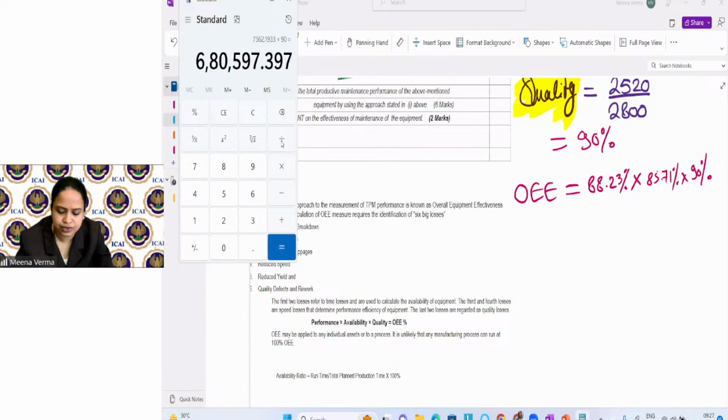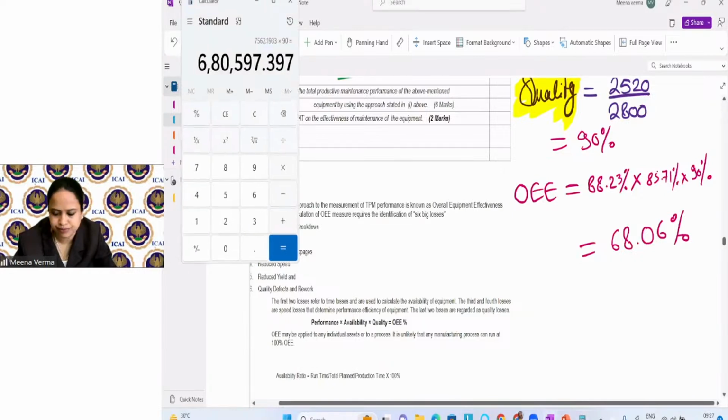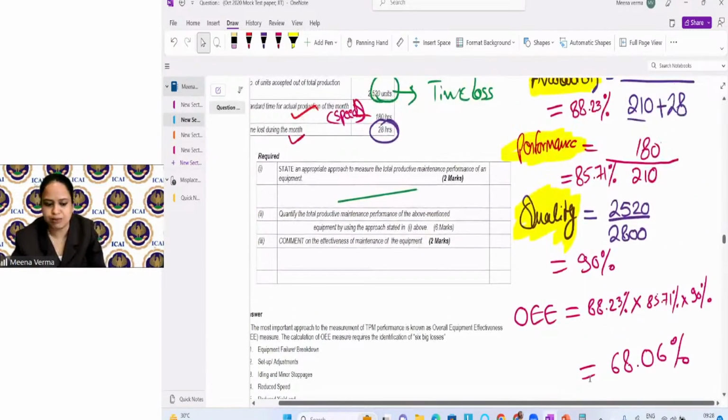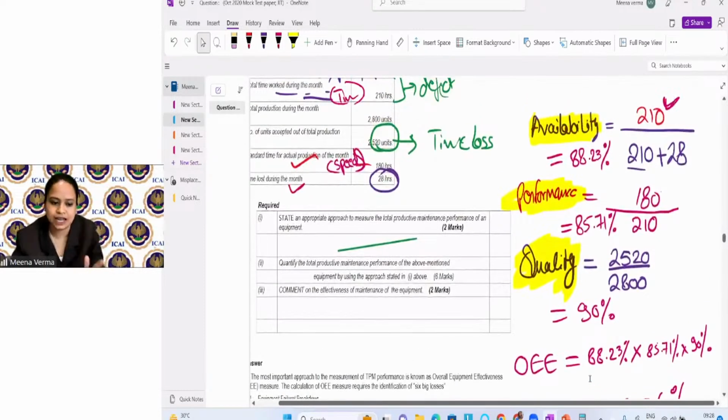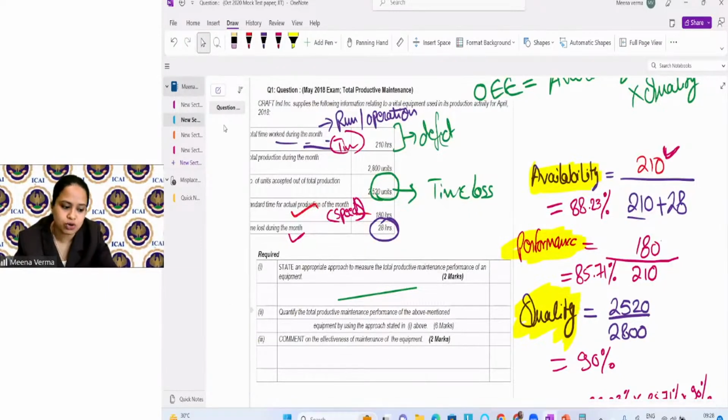Right? Divide it with what? 10,000. You will get 68 point. Efficiency will be coming as 68.06%. I've just rounded the values. So this will be the answer. Okay. So here overall equipment efficiency is coming as 68.06.